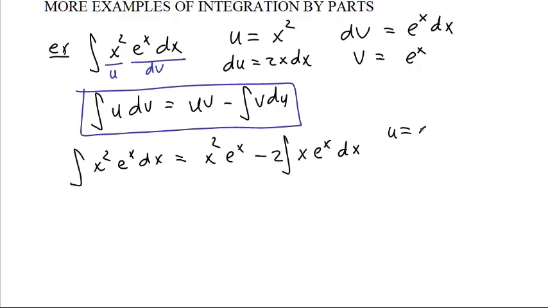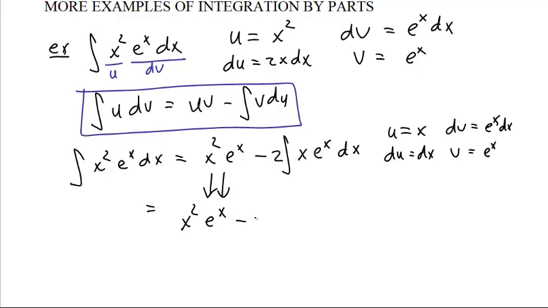We say u is x, dv is e to the x dx, du is just dx, v is the integral of e to the x dx, which is e to the x. So what do we have? We keep the x squared e to the x alone, minus 2. That whole integral is going to become uv minus integral of v du. So it becomes x e to the x minus the integral of e to the x dx.